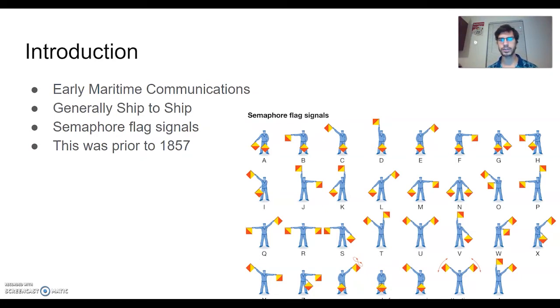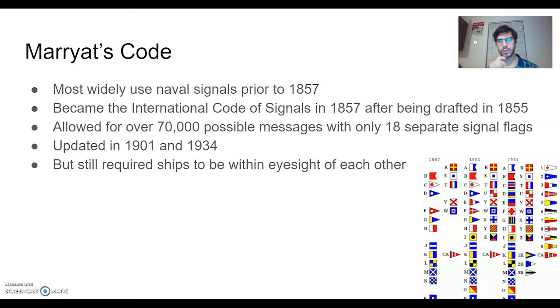These are semaphore flags. Essentially, these flag signals are the way in which many ships communicated, and this was all prior to 1857. So in 1857, the Marryatt's Code, which was generally used by most people, became the International Code of Signals after being drafted in 1855. This allowed for over 70,000 possible messages with only 18 separate signal flags, and this International Code of Signals was updated in 1901 to add more flags, and then 1937 to add all alphabetical flags, so A to Z, and numerical flags 0 to 9.